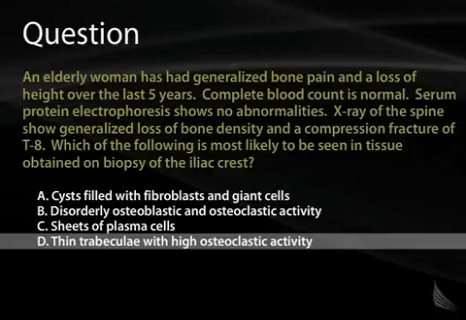Sheets of plasma cells, option C, is consistent with multiple myeloma, but they tell you that the serum protein electrophoresis is normal. Disorderly osteoblastic and osteoclastic activity is a feature of another bone disease, which we'll cover next, called Paget's disease. And cysts filled with fibroblasts and giant cells are usually a process associated with bone tumors or bone overgrowth, and commonly osteosarcoma.